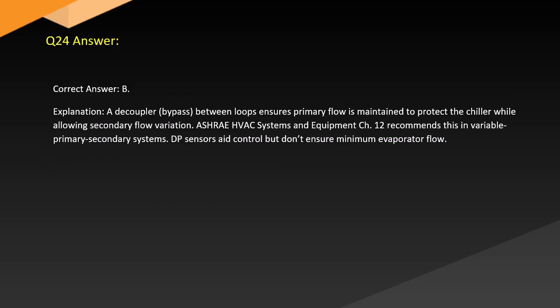Answer. Correct answer: B. Explanation. A decoupler bypass between loops ensures primary flow is maintained to protect the chiller while allowing secondary flow variation. ASHRAE HVAC Systems and Equipment, Chapter 12, recommends this in variable primary-secondary systems. DP sensors aid control but don't ensure minimum evaporator flow.